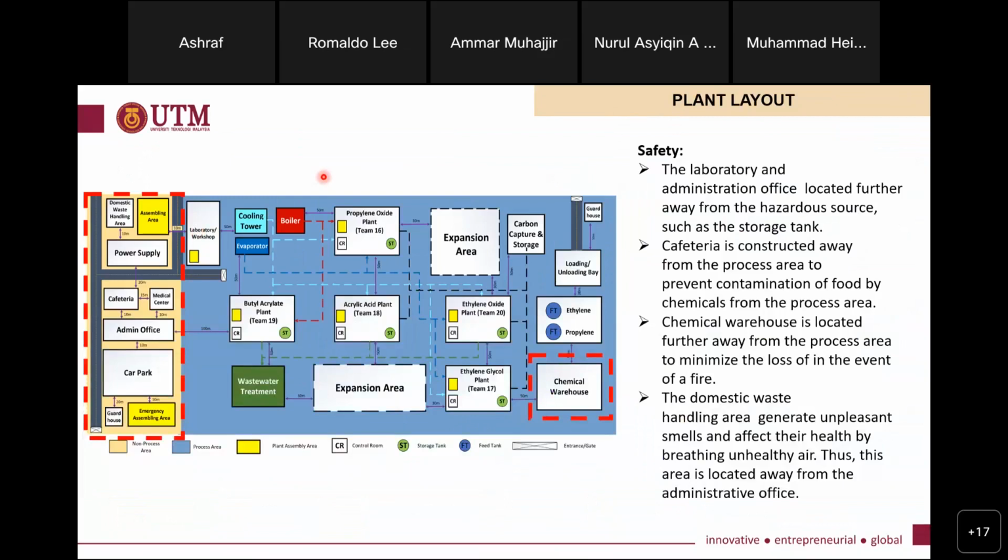So the yellow regions and the blue regions are separated by more than 30 meters, since the plant deals with a hazardous process and for safety considerations. The canteens are located near the administration office but far from the process area to reduce time personnel spend and to protect food from contamination. And the plant domestic waste is located near the site entrance. It is located far from the plant to avoid traffic in the plant area and to prevent disturbance from the unpleasant smell. And the chemical warehouse is located further away from the process area to minimize the loss in the event of a fire. It's also located near the driveway so the tankers can easily access it. Next.